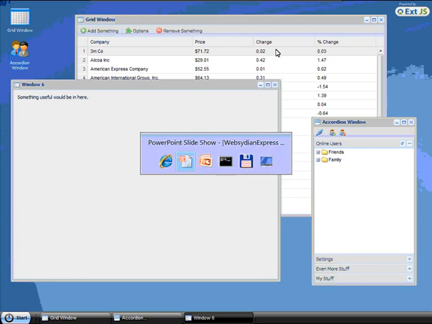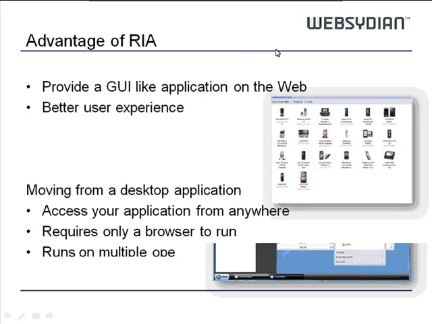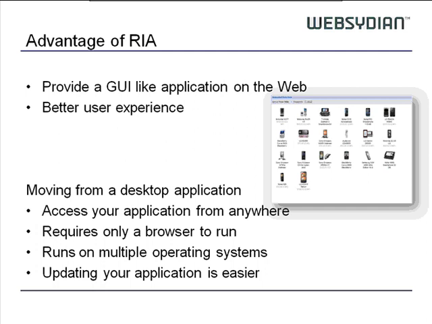So if I go further into what are the advantages of RIA, I would definitely say that it's about providing a GUI-like application on the web. And it also provides you with a better user experience. And if you're currently not using Web CDN web development, you will also have the advantages that you see in moving your GUI applications into the web, because you will have the majority of these advantages based on just the mere moving into another technology.